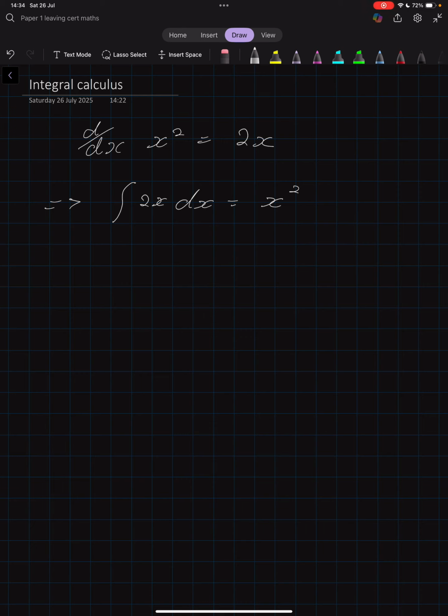So differentiation says that if I differentiate x squared, I get 2x. Integration is just going backwards. You start off with 2x and you end up with x squared. Differentiation is for slopes. Integration is basically area.